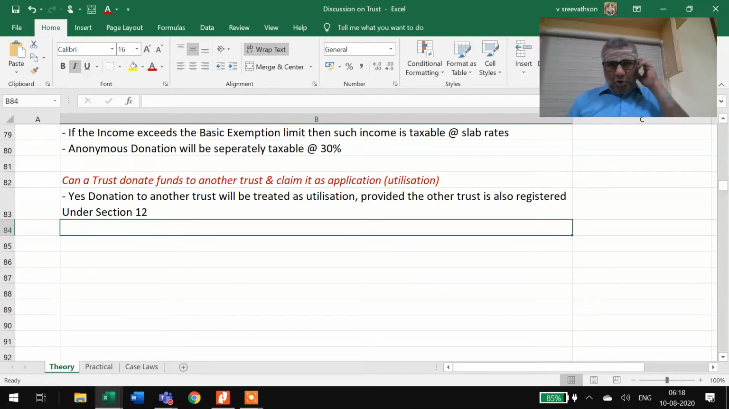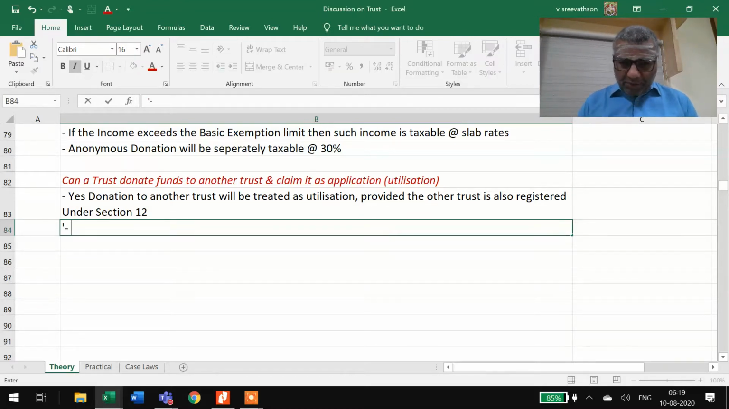If you look at these people who are running trusts, they will not run just one trust. It will be multiple trusts. I know people who are running 30 trusts, 40 trusts. So the internal fund movement was very high. So came this provision.